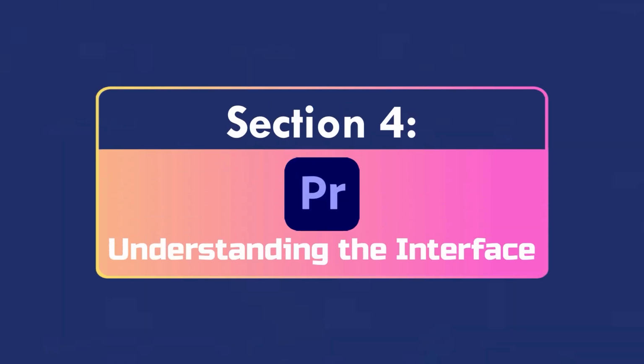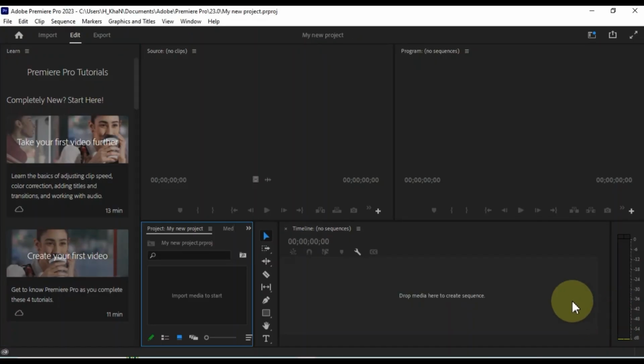Understanding the interface. When you first open Premiere Pro, you'll see a few different panels open by default. These panels include the Timeline, Project Panel, Source Monitor, and Program Monitor.